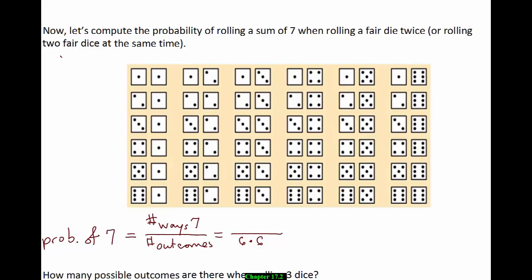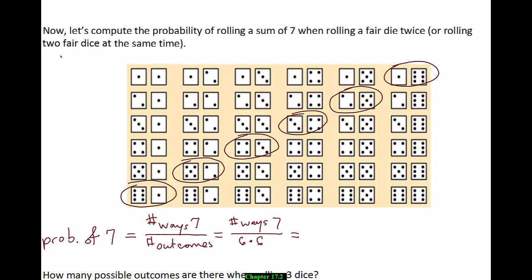Now let's look at the number of ways to get a sum of 7. Notice that if you roll a 6 on the first die and a 1 on the second, they add to a 7. A 5 on the first die and a 2 on the second is a 7, a 4 and then a 3, a 3 and then a 4, a 2 and then a 5, or a 1 and then a 6.